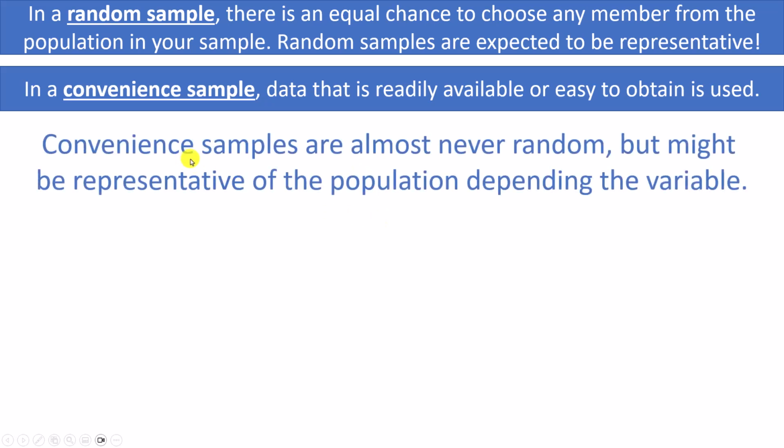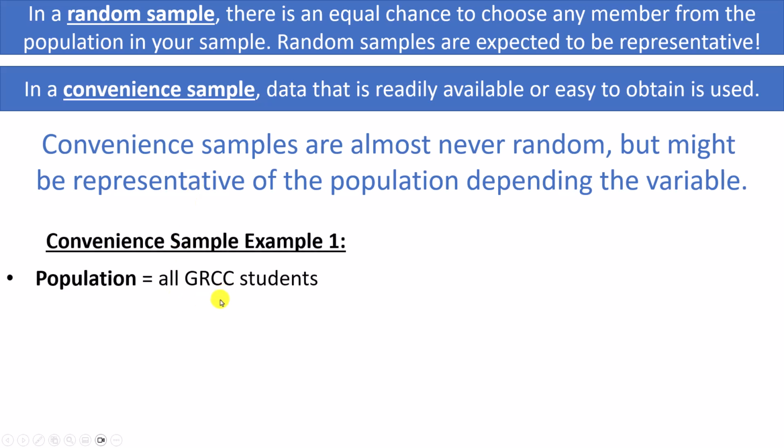So convenience samples are probably not going to be random, right? Probably not going to have an equal chance to choose anyone in your population. But depending on the variable that you've collected, it might still be representative. I'm going to give you 2 examples here. One where we have a convenience sample that is representative of the population, or most likely is, and one example where it is not. So here's example number 1.